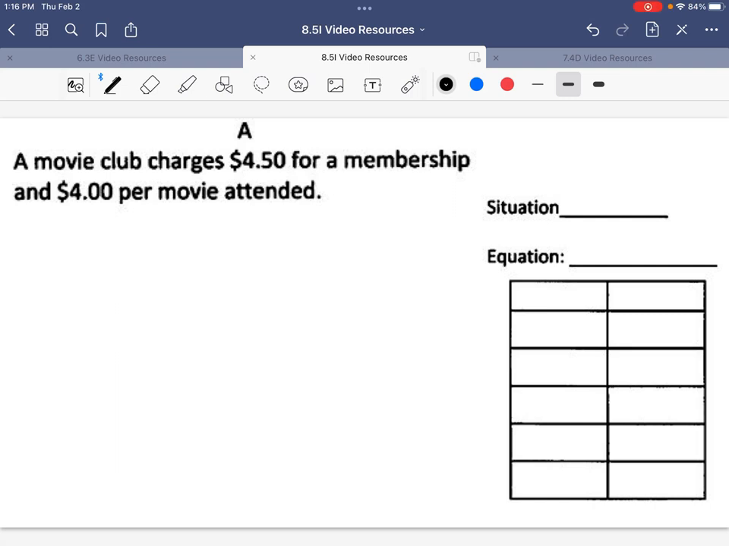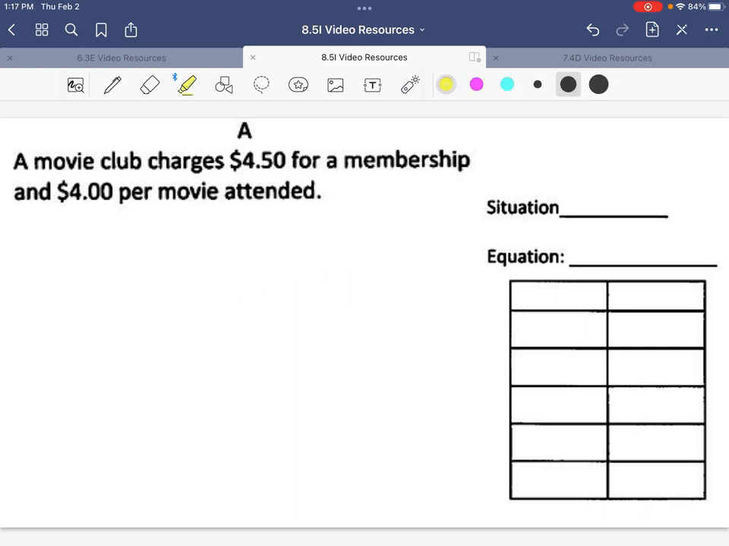Hey guys, today we're going to be looking at linear relationships in multiple forms when we're given a word problem. And so here we have situation A, and that's a movie club and it's charging $4.50 for a membership, and then $4 per movie attended. So we want to be able to represent this situation with an equation and with a table, and then match it to the graph that's given to us.